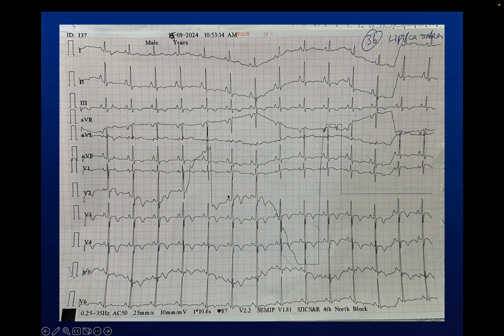This is the sinus ECG of the same patient, where we can actually see that upon restoration of sinus rhythm, the P wave in lead V2 has gone back to normal.